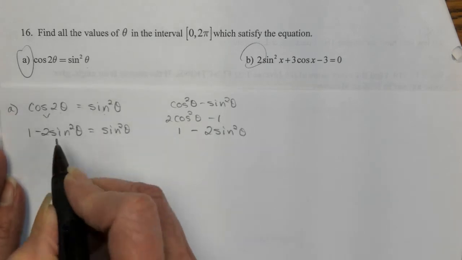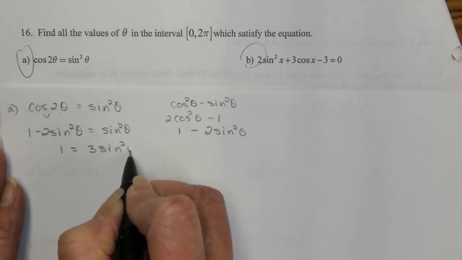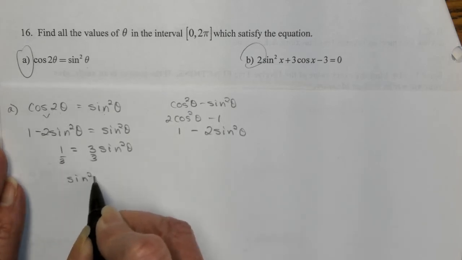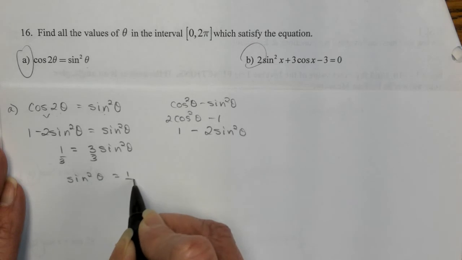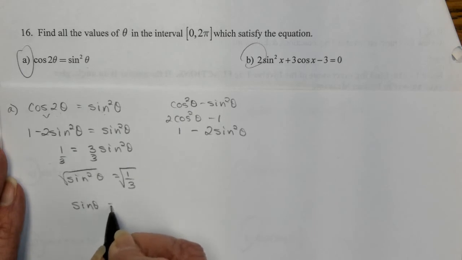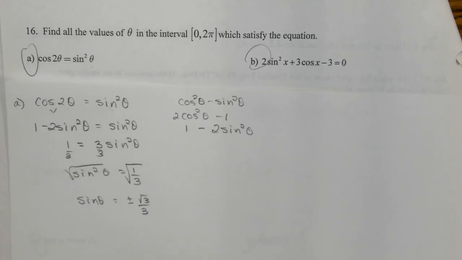I'm going to add my 2 sine squared theta to each side and get 1 is equal to 3 sine squared theta. I'm going to divide by 3 and get sine squared theta is equal to 1/3. Then I'm going to take the square root of each side and get sine theta is equal to plus or minus root 3 over 3. Now, unfortunately, this is not a nice, beautiful, special angle on the unit circle. So we're going to have to go to the calculator to find our answers from here.